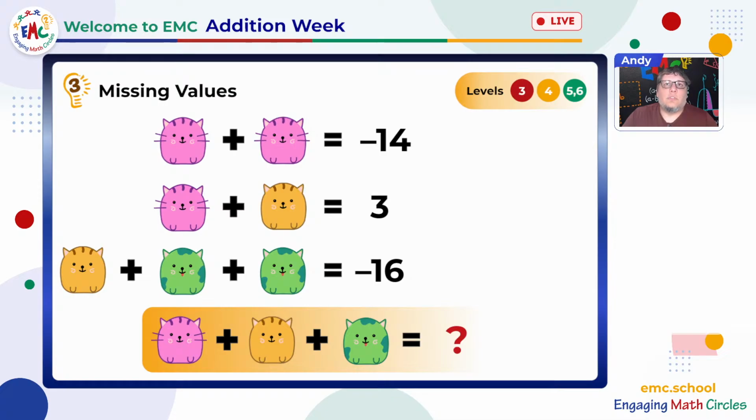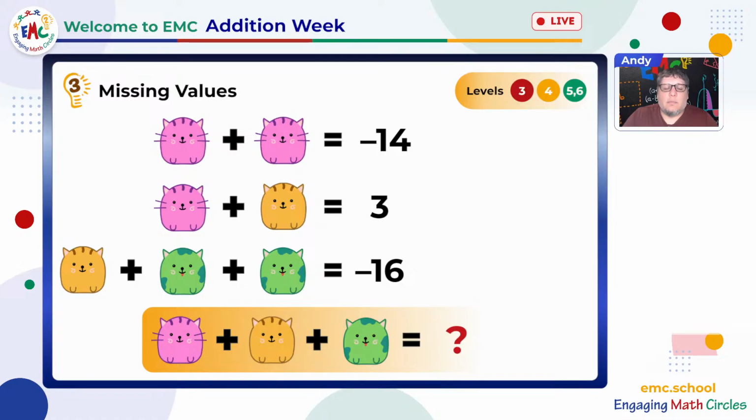Okay, so we're trying to find the values of our 3 different types of cats. We got pink cat with whiskers, we got yellow cat without whiskers, and we got green cat with a tongue sticking out. For those who might have trouble seeing the colors apart, we want to know what they add up to all together. We're given 3 different equations here. The first equation, pink plus pink equals negative 14.